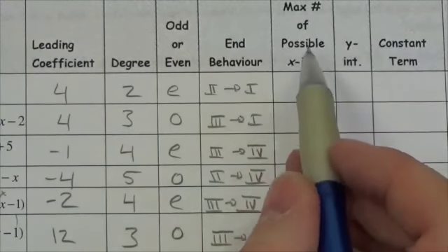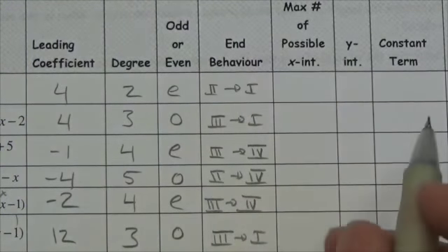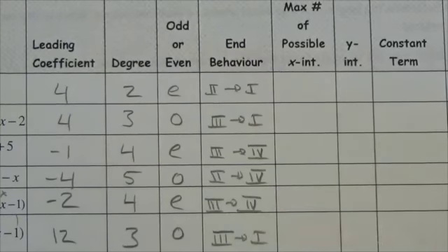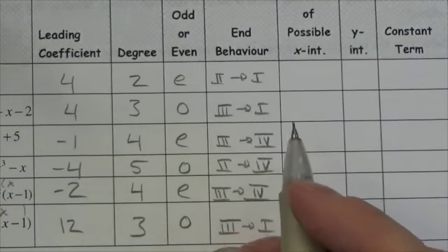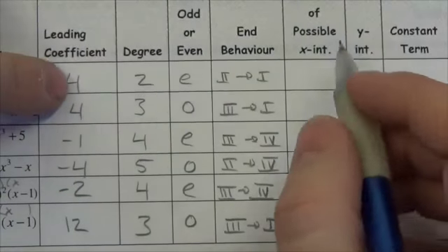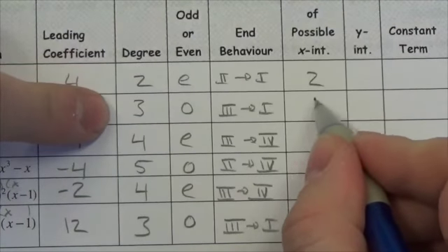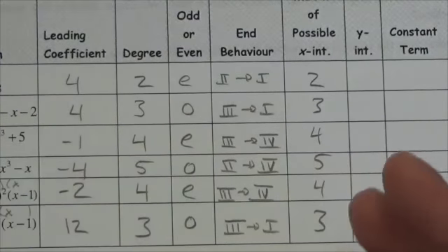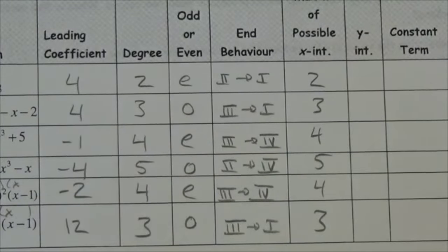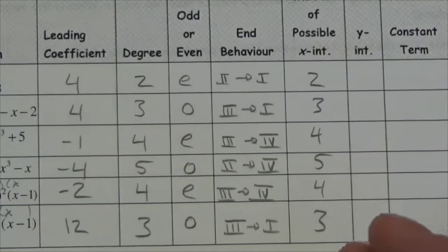Okay, maximum number of possible x-intercepts here. Now, maximum number. It should have been clear, based on the characteristics of the polynomials that we're looking at, that that's related to the degree. This is the degree. So this would be 2, 3, 4, 5, 4, 3. That's the maximum number of x-intercepts that these things could possibly have.